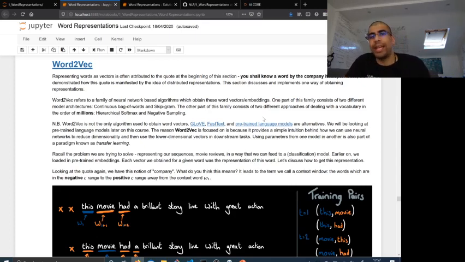Alright, so now we get to the meat of this lecture, Word2Vec. Remember what I said at the beginning of the dense representations section: you shall know a word by the company it keeps. We've demonstrated how this quote is manifested by distributed representations. This section discusses and implements one way of obtaining those representations, but actually there are many ways of doing that.